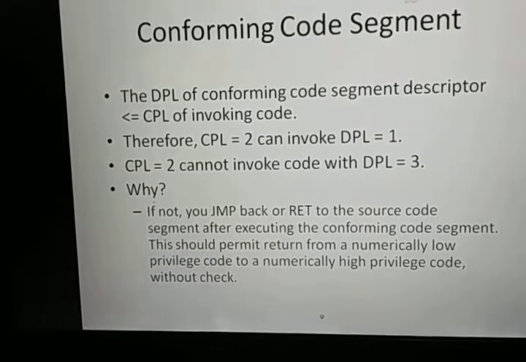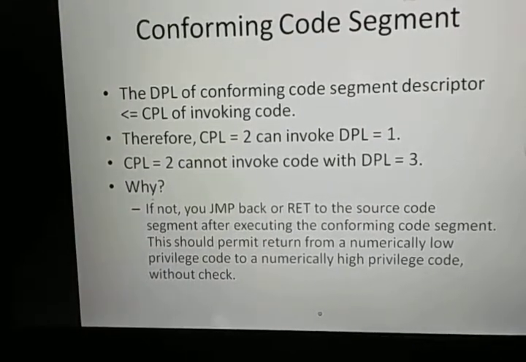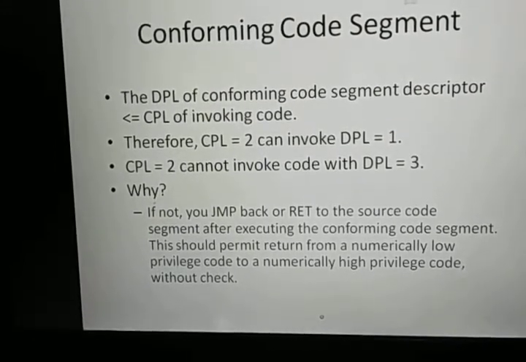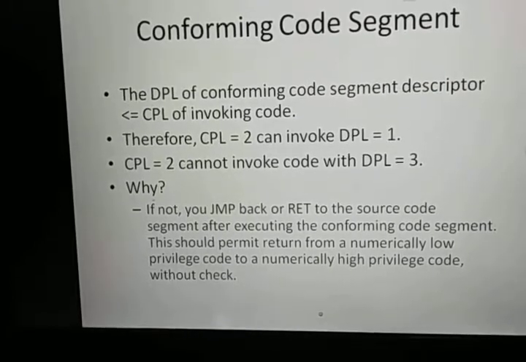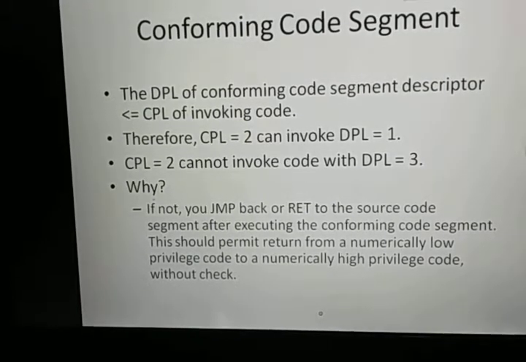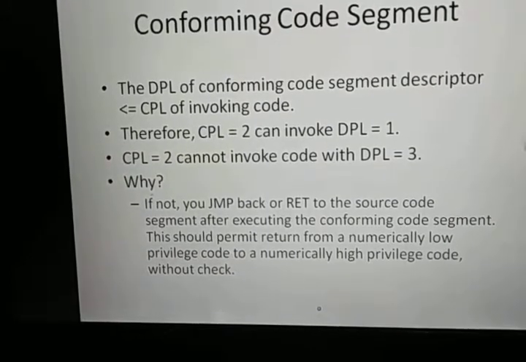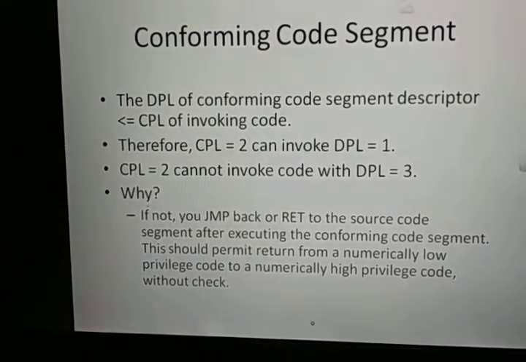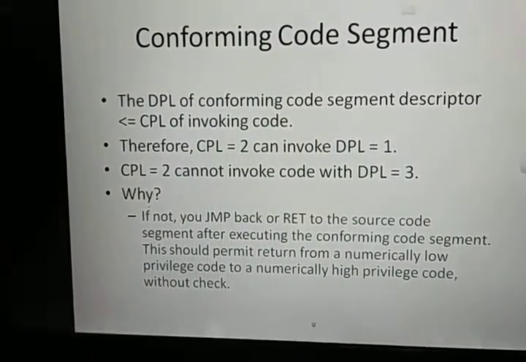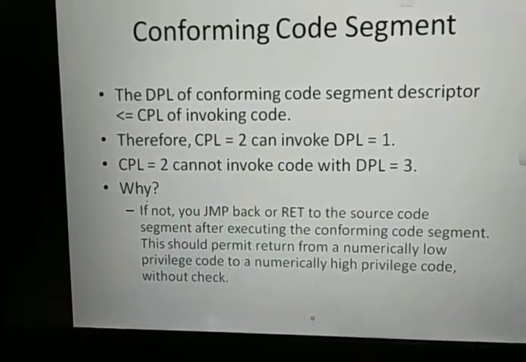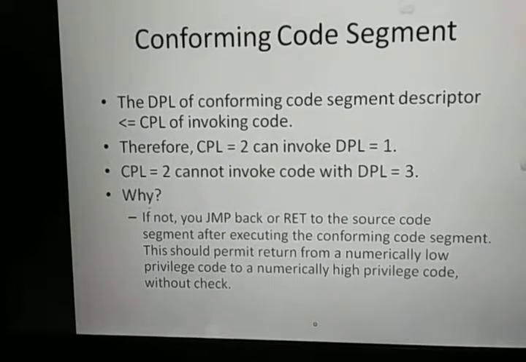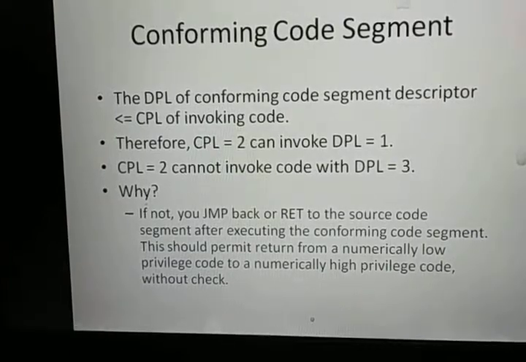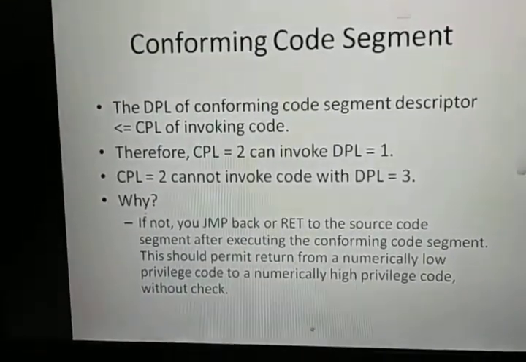So why can we not do this? Because only if your CPL field is higher than the DPL field can we change the privilege level. If your current privilege level is 2 and your descriptor privilege level is 3, we cannot invoke the conforming code segment, because after executing the instruction, when you return to the actual privilege level, you will again perform the privilege checking. So that's why we cannot invoke the code if your current privilege level field is numerically lower than the descriptor privilege level field.